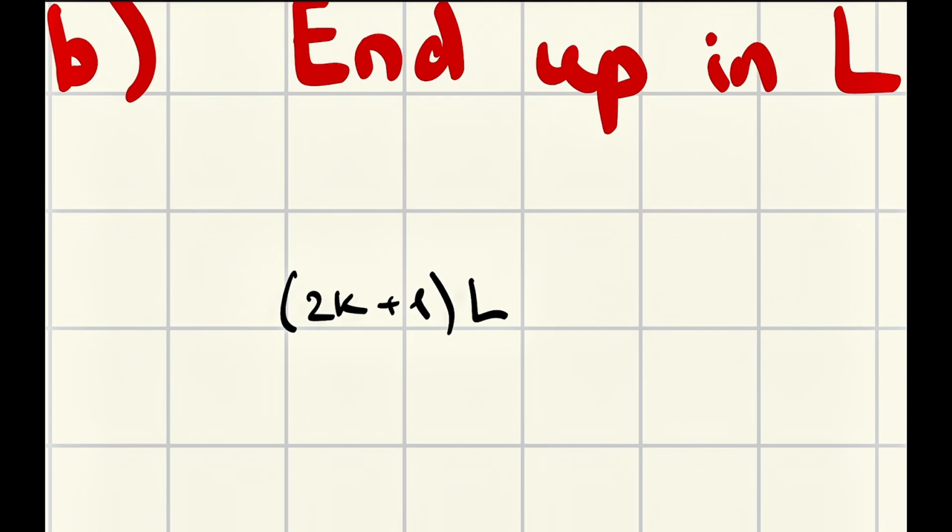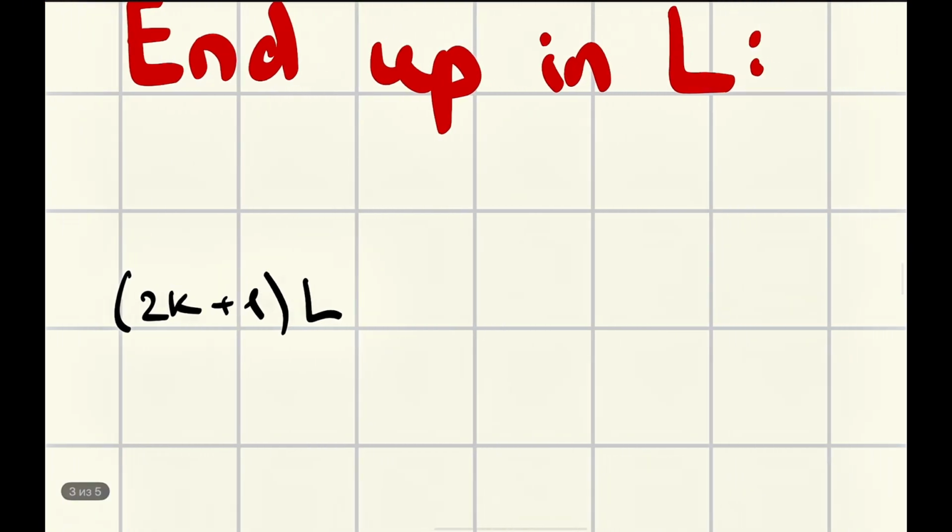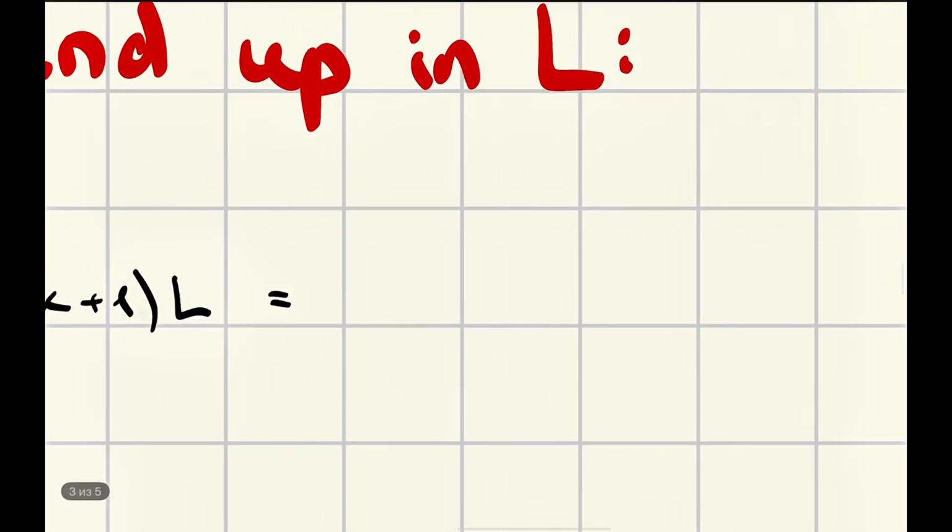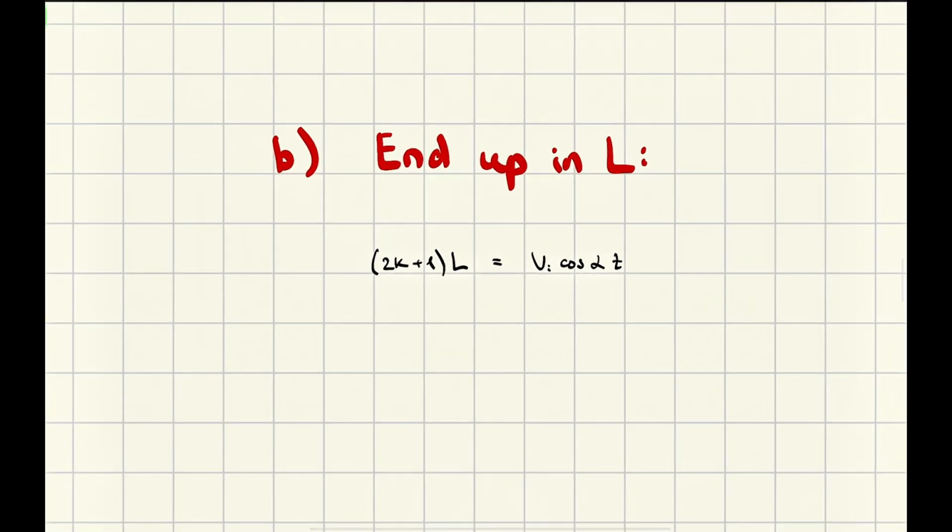If I put, instead of k, 0, it would be 1. If I put 1, it would be 3, right? If I put 2, it would be 5. If I put 3, it would be 7. Okay. This is correct logically, and the same thing, vi cosine alpha times time, and there are no forces acting horizontally, and that's why no acceleration.